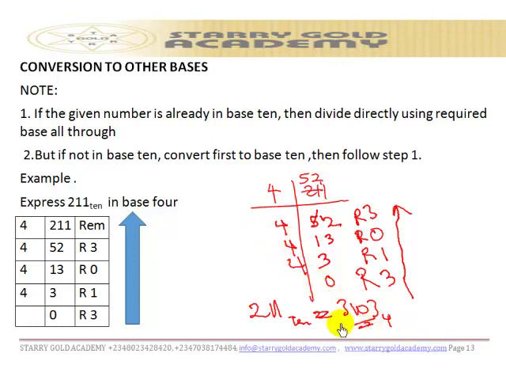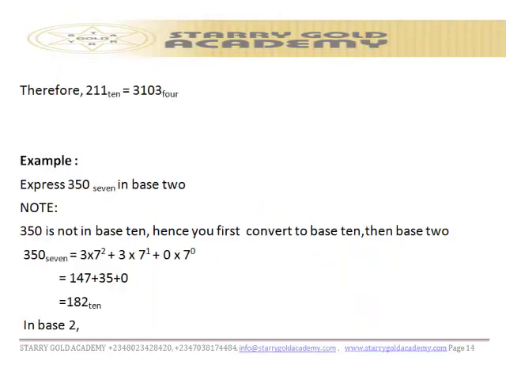Now, what about when the number you are given is not in base 10? If you are given a number that is not in base 10, the first thing you do is convert it to base 10. Now look at what we have: 350 base 7, convert to base 2.